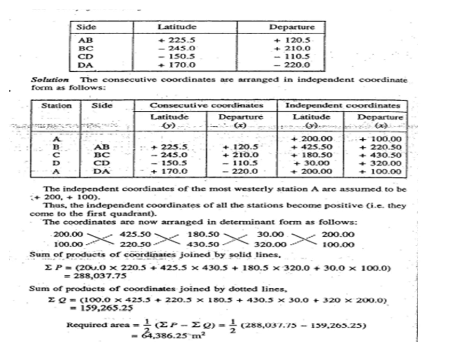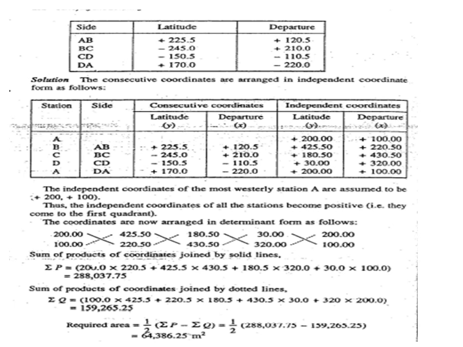Similarly, we can calculate the independent coordinates for departure also. So 100 is the assumed coordinate of A. So 100 plus the departure of the AB line, which is plus 120.5. So 100 plus 120.5, it is 220.5. Similarly, by considering 220.5 and the next departure, that is plus 210, we are going to add 220.5 plus 210, it is 430.5. So 430.5 is the easting value of line BC. Then we will consider the departure of CD, that is minus 110.5.